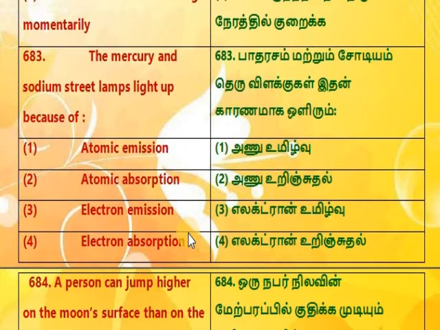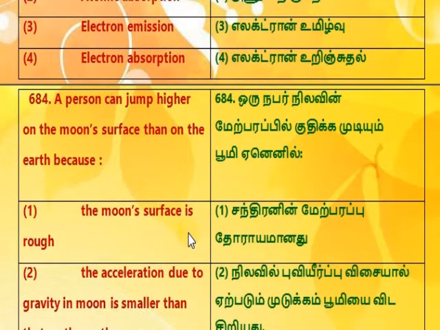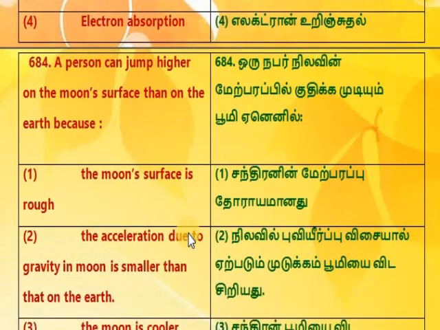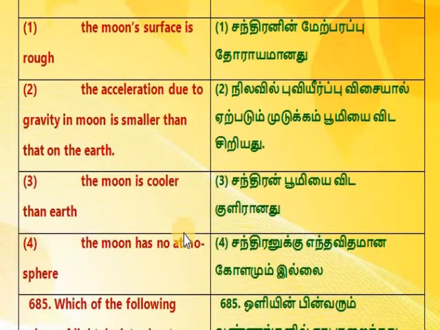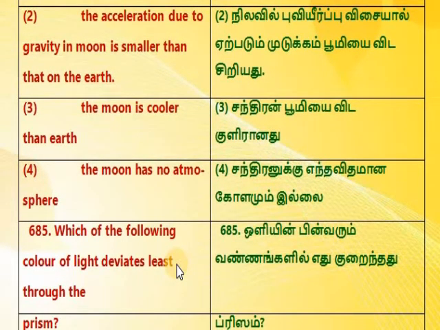684. A person can jump higher on the moon's surface than on the Earth because: 1. The moon's surface is rough, 2. The acceleration due to gravity on the moon is smaller than that on the Earth, 3. The moon is cooler than Earth, 4. The moon has no atmosphere.